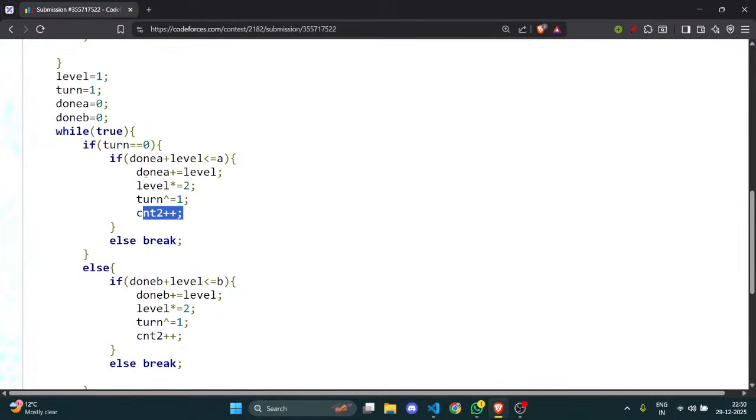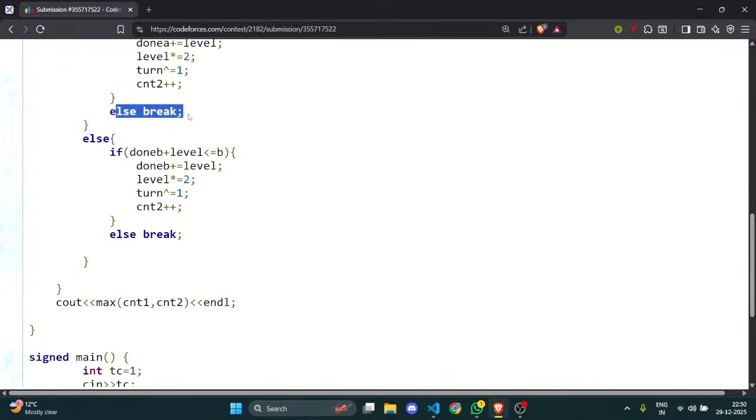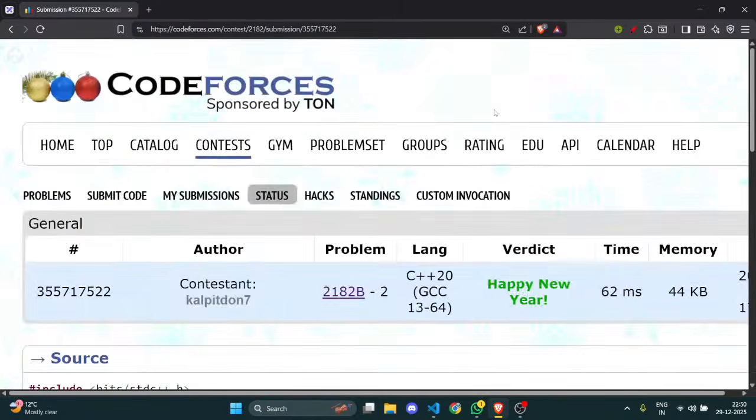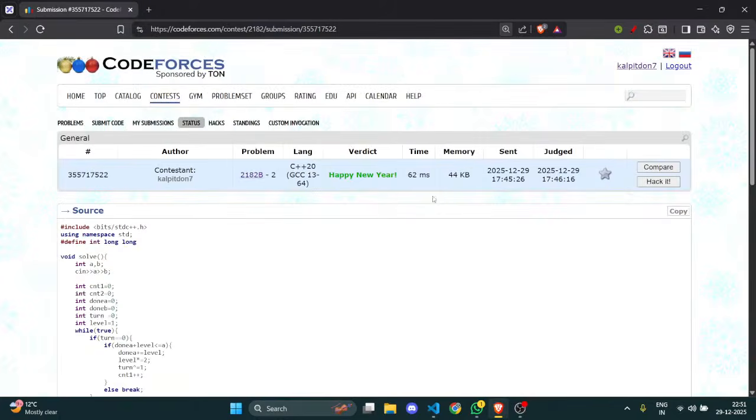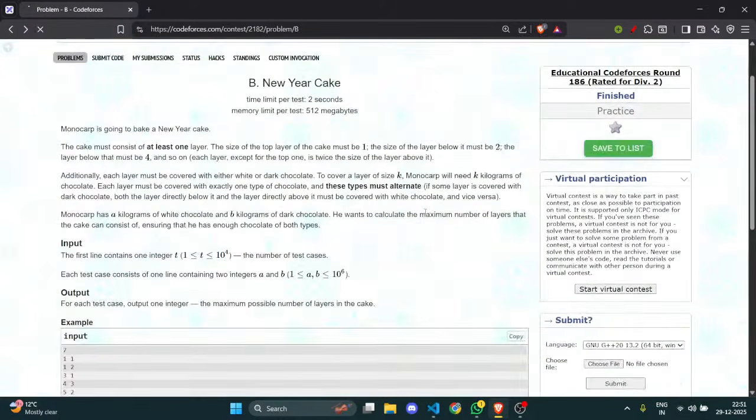I keep simulating. I try to add white chocolate, black chocolate, white chocolate, black chocolate, and if it is not possible I break from there. At last I output the max of count 1 and count 2, which is the maximum layers we can make from either type 1 or type 2 of cake. So that's it. I hope the explanation was clear. Now we can move to the third problem, I guess.